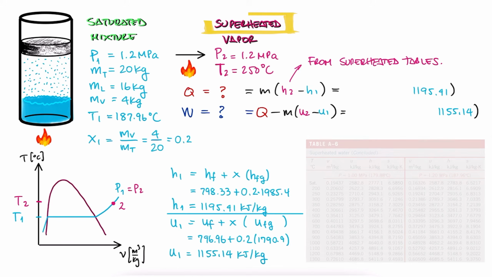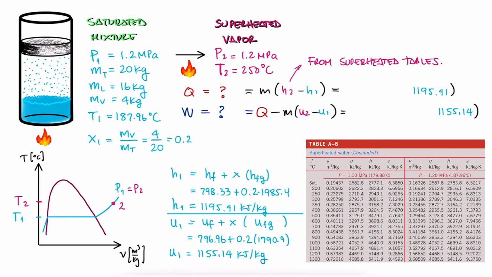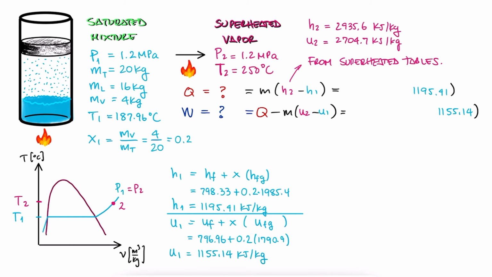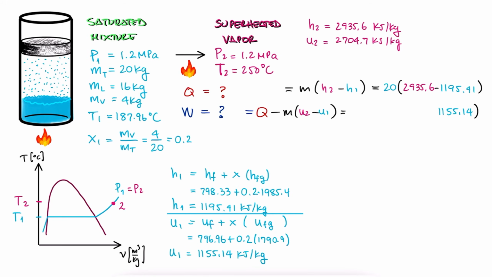Now, by looking at the superheated tables, we find the one for a pressure of 1.2 megapascals and within it, the row for 250 Celsius. The specific enthalpy is 2935.6 and the specific internal energy is 2704.7. We substitute the specific enthalpy values h1 and h2 in the heat expression from the beginning to find that the total heat that was added to the piston cylinder system was 34.8 megajoules.